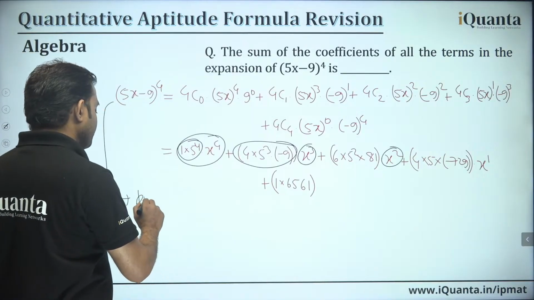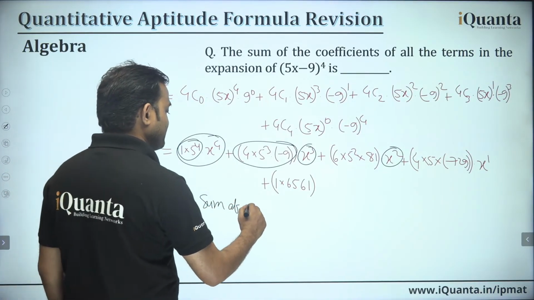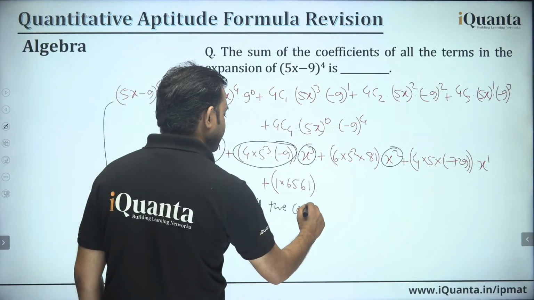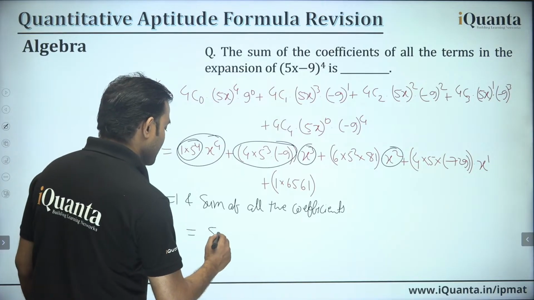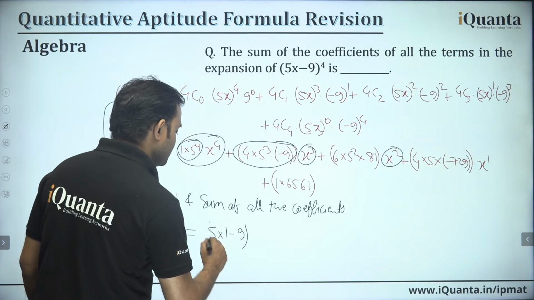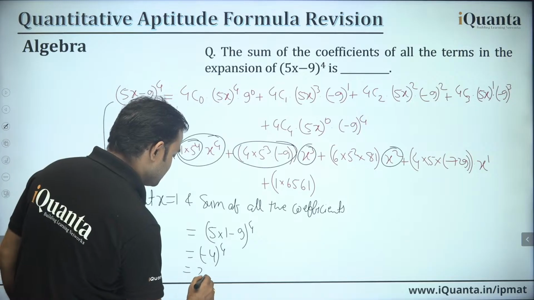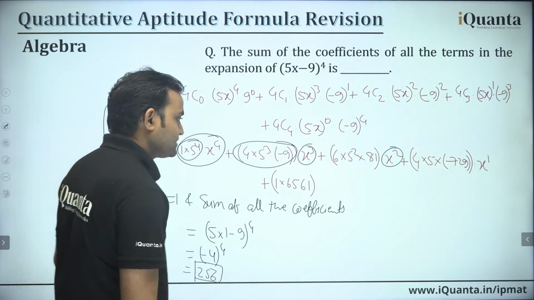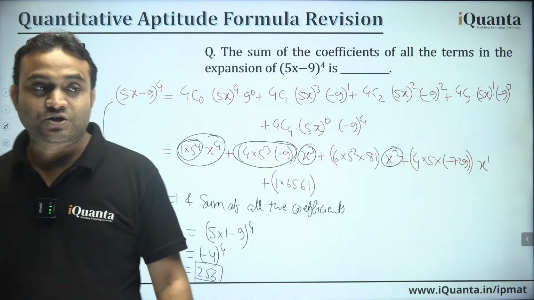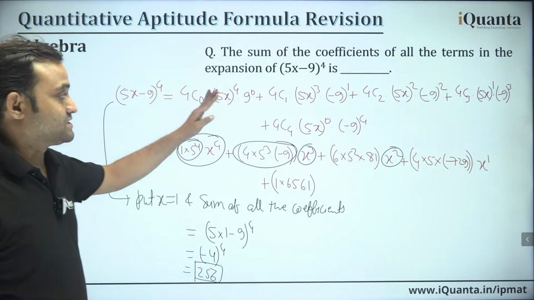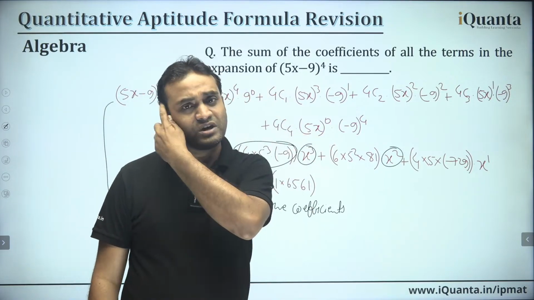What we can say, put x is equal to 1 and then we get the sum of all the coefficients. Sum of all the coefficients will be equal to (5 into 1 minus 9) to the power 4, which will be equal to minus 4 to the power 4, which is equal to 256. That's it. That's our answer, 256. So whenever you need to find the sum of all the coefficients in any binomial expansion, just put x is equal to 1, or the variable is equal to 1, you will get your answer.